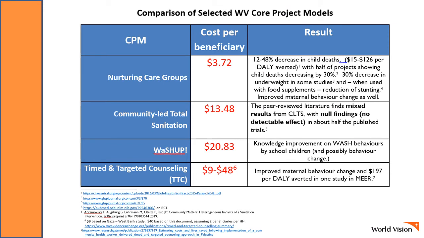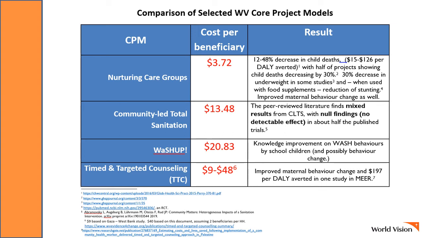The nurturing care group model not only compares favorably with other models in terms of outcomes, but in terms of costs. Here are the costs per beneficiary for several of World Vision's core project models. Note that nurturing care groups are a fraction of the cost of several of our other models. Increasingly, we want to use low-cost models like this to achieve measurable results.